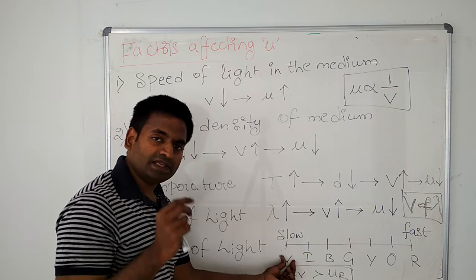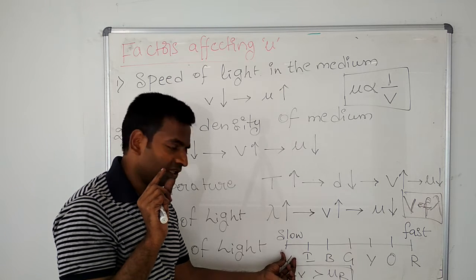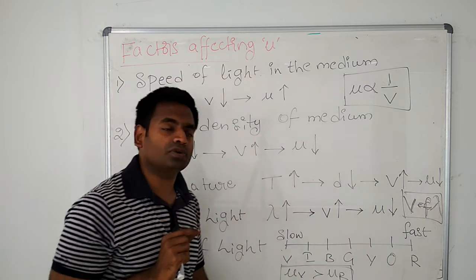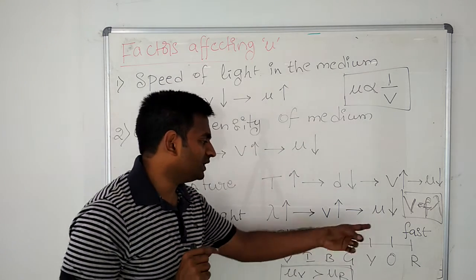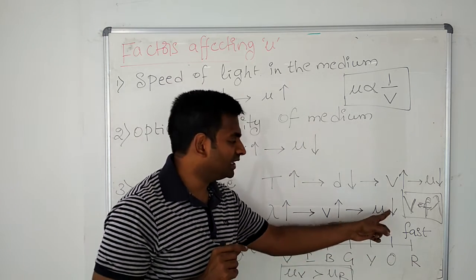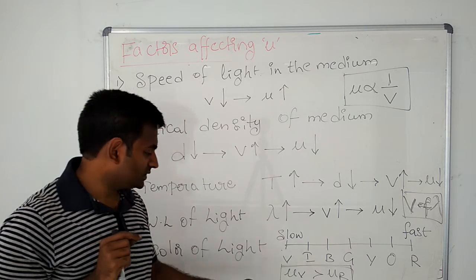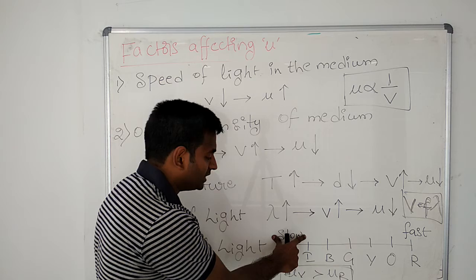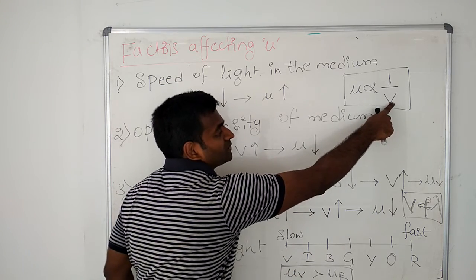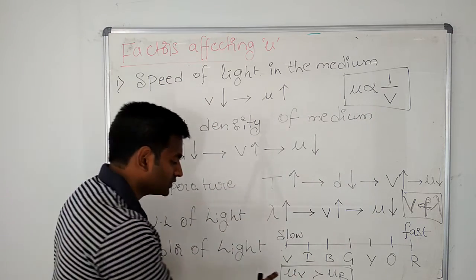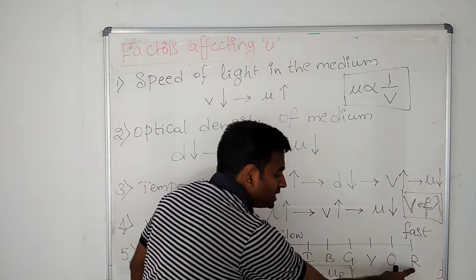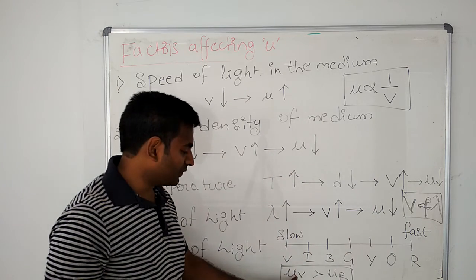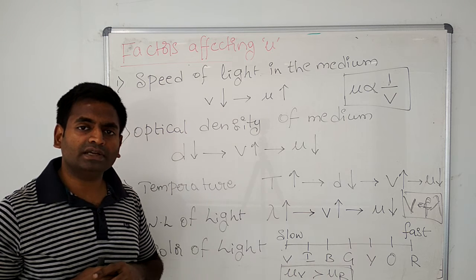So violet has a smaller wavelength. When the wavelength is less, its speed is less. When the wavelength of red is more, its speed is more. So red travels faster, and its refractive index is less compared to violet. The violet travels slow, so its speed is small and its refractive index is more. Red travels faster and its refractive index is less. So mu of the violet is always greater than mu of the red.